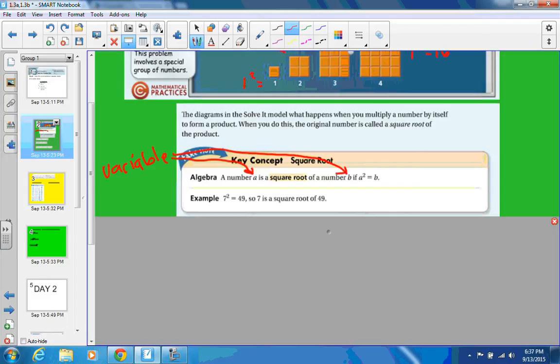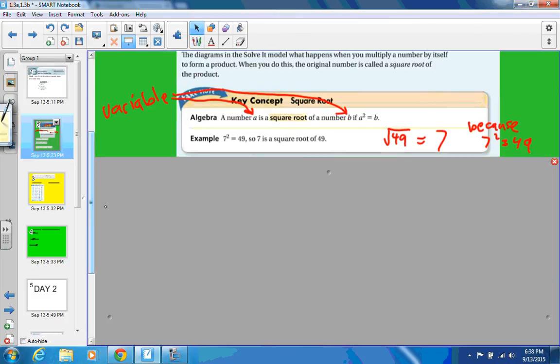So example, 7 squared equals 49. So we're going to use this symbol to go backwards. And 7 is the square root of 49. So the square root of 49 is displayed like this, you might remember, using the square root symbol. And the answer is 7. The square root of 49 is 7 because if you multiply 7 by itself, it'll get you to 49. Okay? So we'll do some examples with this in just a moment.